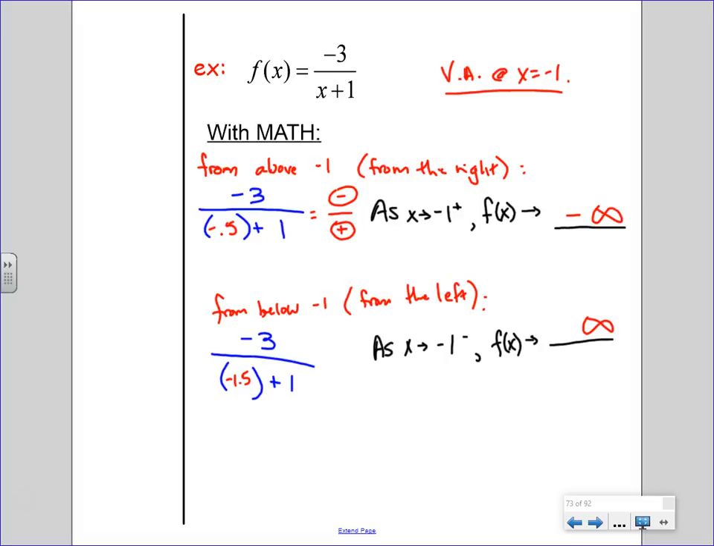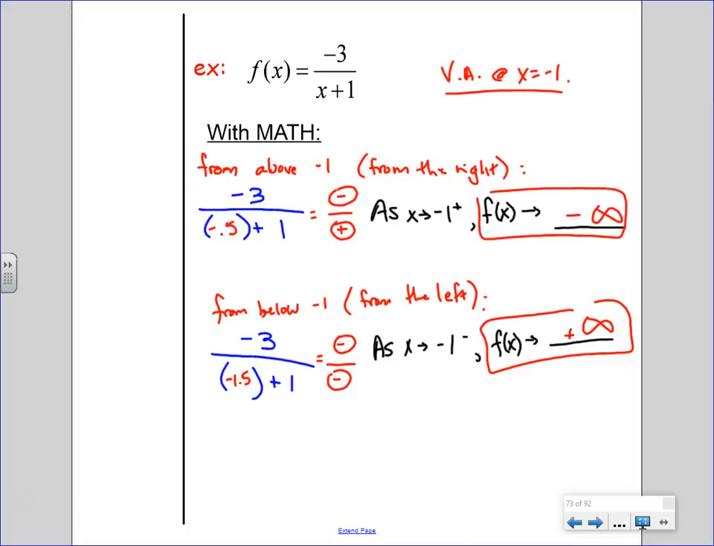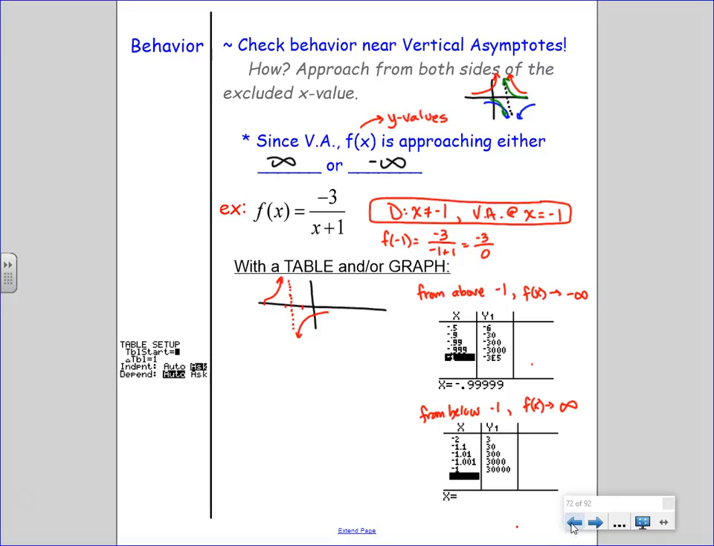Now check this one. What sign stays on top with the negative 3? The negative. What's going to win down here? -1.5 plus 1, -1.1 plus 1, -1.01 plus 1. The negatives will win. But who wins overall? Dun, dun, dun. As I come from below and as I come from above, there are the answers, which I didn't need a graph, I didn't need a table, I didn't need my calculator.